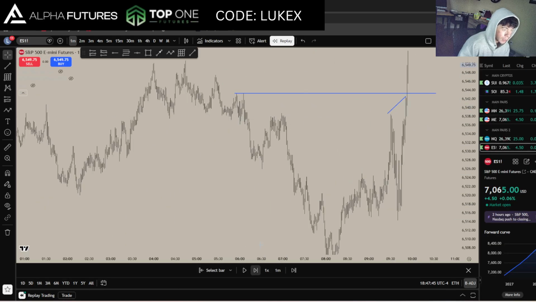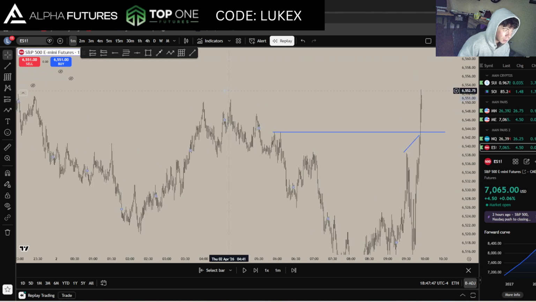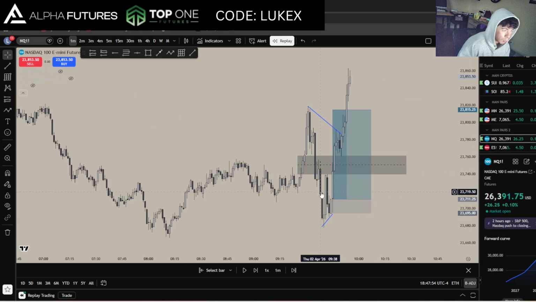Let's press forward and boom, ES delivers higher because we have not only equal highs, we have all of this low resistance liquidity right here. And what does it do? It pulls NQ up with it and we hit full take profit.